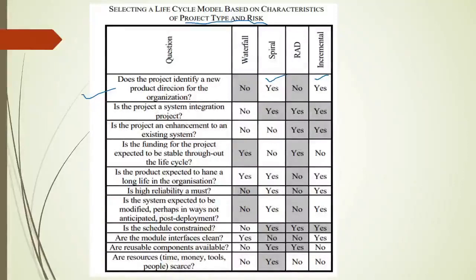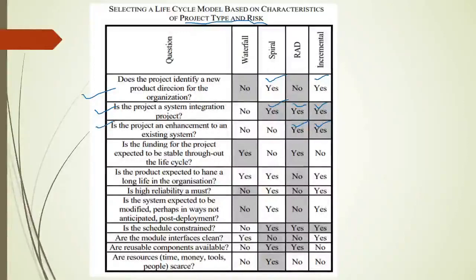Next, is the project a system integration project? System integration means there are many modules, many units. If the project is divided into many units and modules, then you can go for spiral, rapid application development, or incremental model. Is the project an enhancement to an existing system? Then you can go for rapid application development and incremental model. Enhancement to an existing system means you are adding some new unit or new module. Then the incremental model is the best.